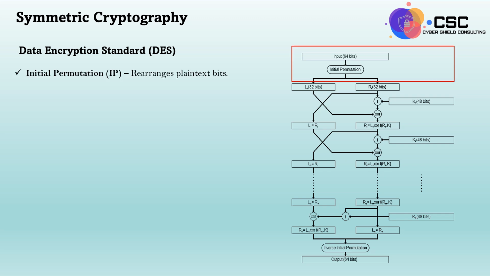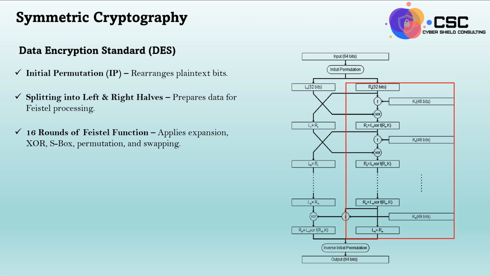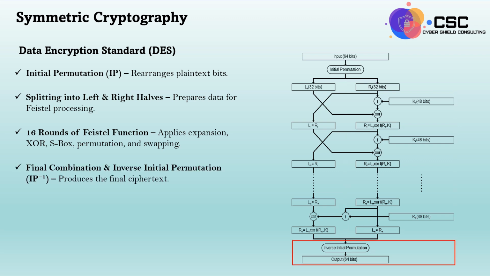To summarize, DES encryption follows these key steps. Initial permutation rearranges plain text bits. Splitting into left and right halves prepares data for Feistel processing. 16 rounds of the Feistel function apply expansion, XOR, S-box substitution, permutation, and swapping. Final combination and inverse initial permutation produce the final ciphertext. Now our plain text message is fully encrypted into ciphertext. To decrypt, we simply reverse the process, using the same key in reverse order through the 16 rounds of DES. This completes our step-by-step breakdown of DES encryption.